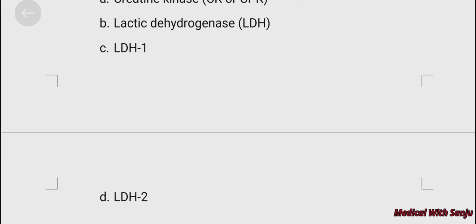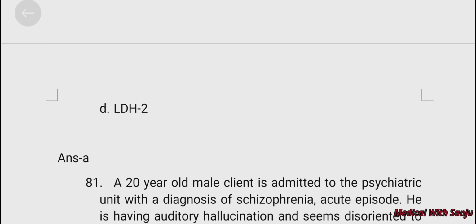The right answer is option A. Creatine kinase rises in 3 to 8 hours if an MI is present. When the myocardium is damaged, CPK, creatine kinase, leaks out of the cell membrane and into the bloodstream.